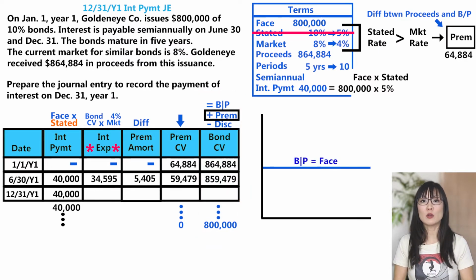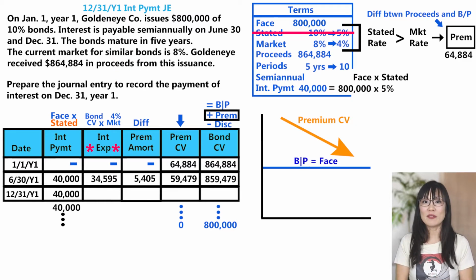Note, the bond carry value is always trying to get back to face value. When we have a premium, the carry value decreases to the face value. When we have a discount, the carry value increases to the face value.